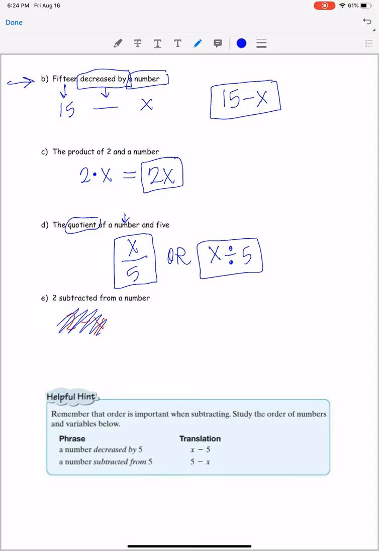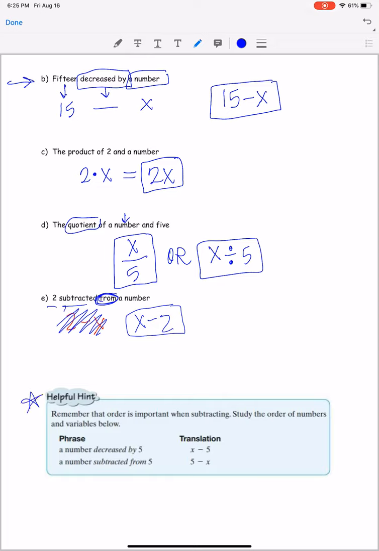When you see this key word of from, that's kind of your starting point. It's from this number, and so that means that's got to come first. So since it's from a number, it's x. And then from this number, what are we doing? We are subtracting 2. So this one is x minus 2. Okay, so be careful with that from.